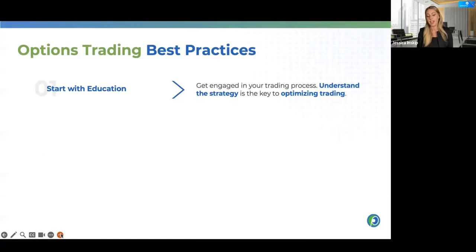So one, if you have never traded options today, congratulations. You are on your way and you have taken the correct first step, which is starting with education. Understanding is the key to optimizing trading, meaning especially with options, you're adding a layer of complexity, which is an expiration date, something that expires.